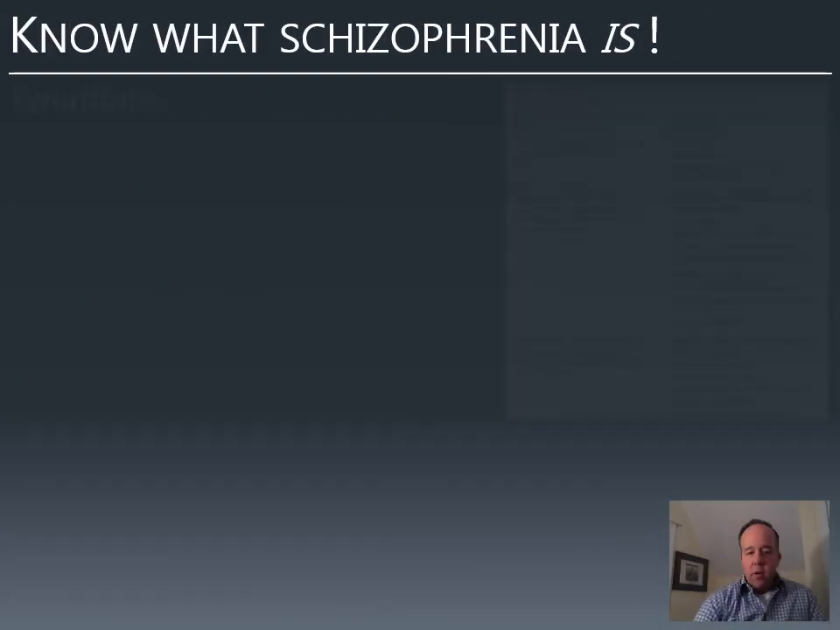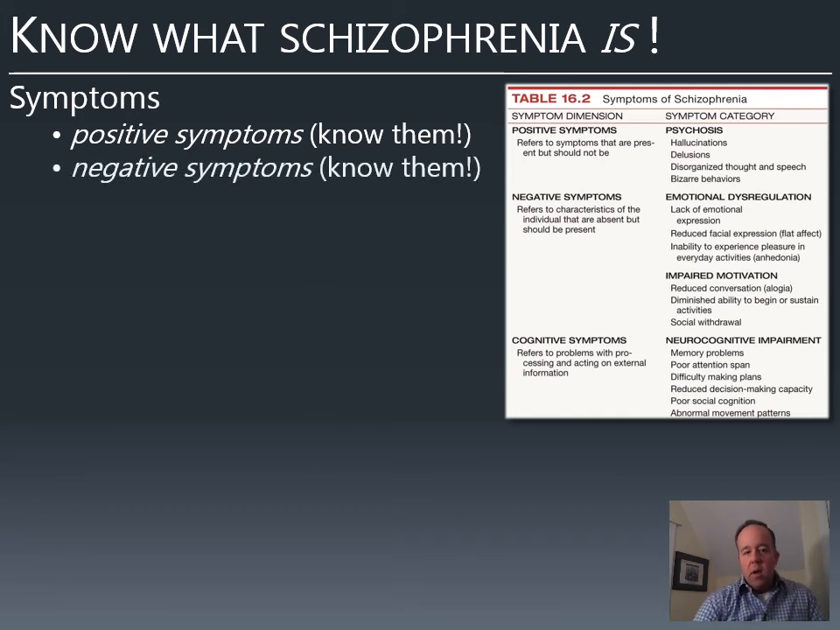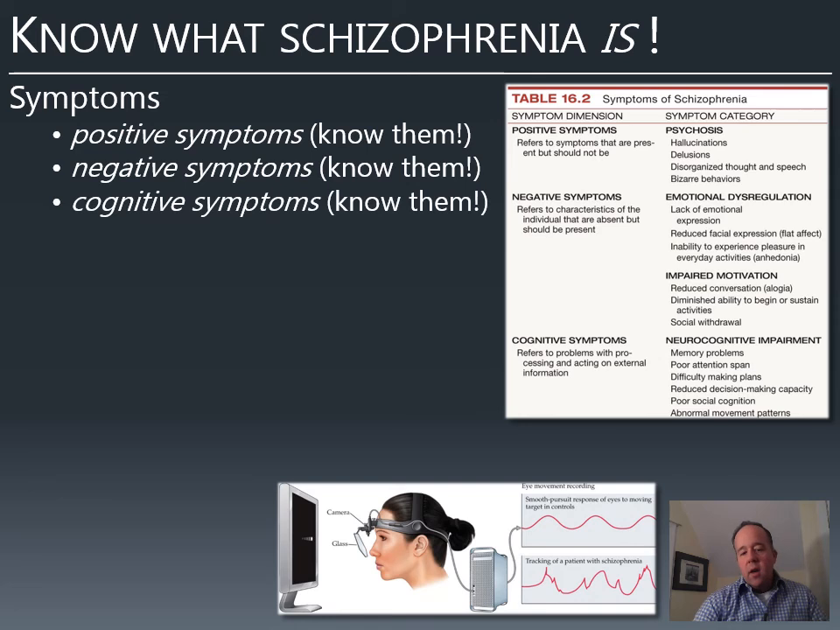Our schizophrenia unit. So know what schizophrenia is in terms of symptoms. We have positive symptoms. Know what the term positive symptoms means, but also know what the positive symptoms are and what those terms mean. Same thing for negative symptoms. Know what a negative symptom is, but also know what the negative symptoms are. Cognitive symptoms, same thing. Identify what cognitive symptom means, but know what those cognitive symptoms are. Down here at the bottom we have, for example, an inability to pursue an object with smooth eye movements.